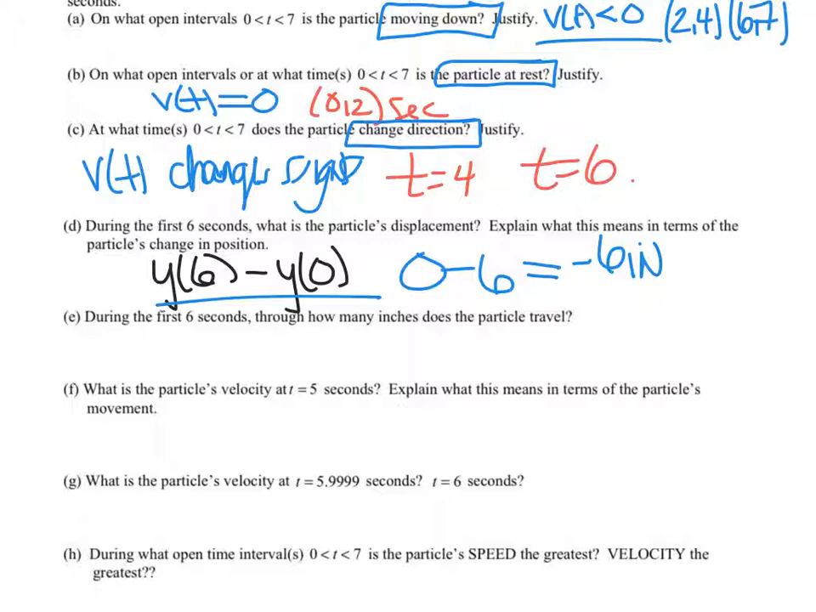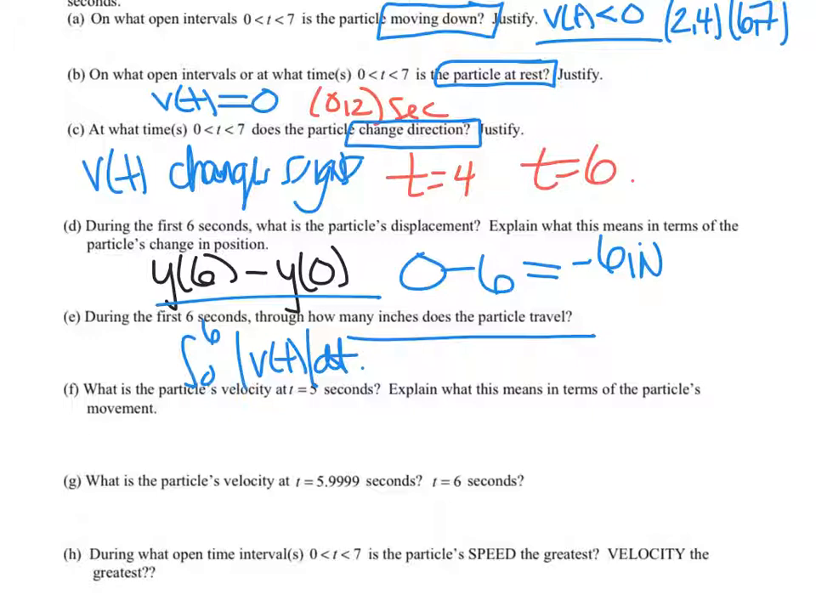E, during the first 6 seconds, how many inches does the particle travel? So again, I'm asking for how far it's traveled, so that would be the integral of the absolute value of velocity from 0 to 6. And I'm just going to set that up and kind of move on to the next one.